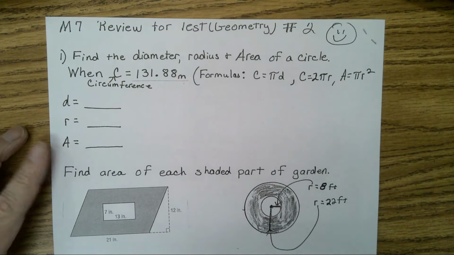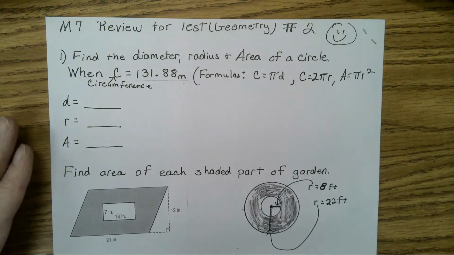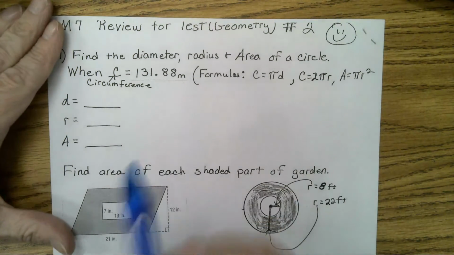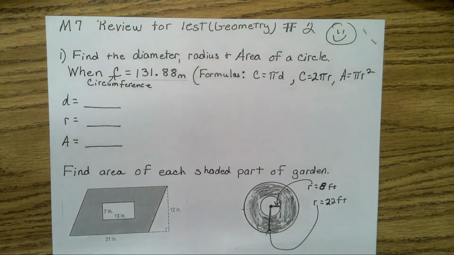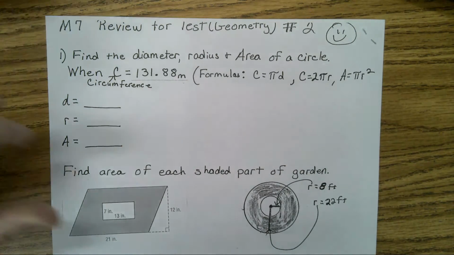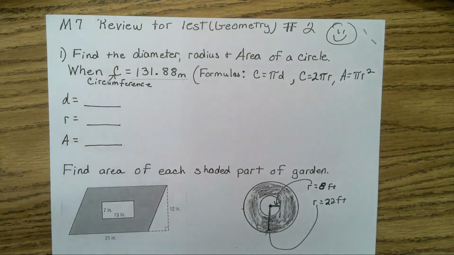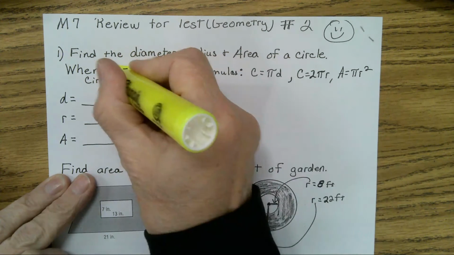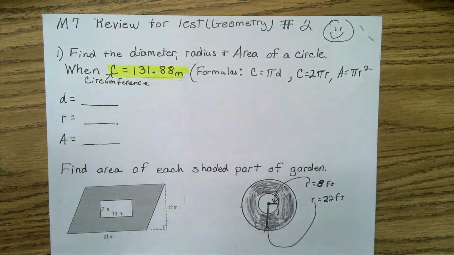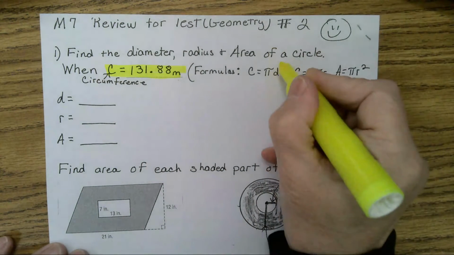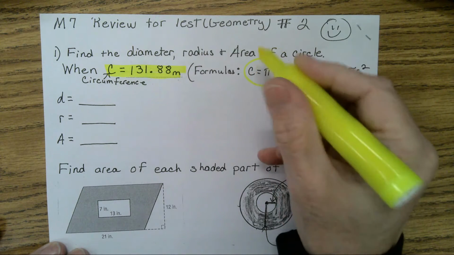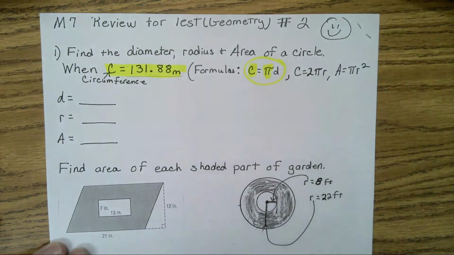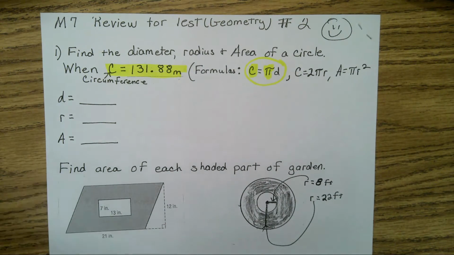Now, we're going to focus and look at what we have to do on this. It's very similar to yesterday's worksheet. I just changed the numbers. So it says find the diameter, radius, and area of a circle, where our circumference is 131.88 millimeters. Well, we have formulas that we could use. This is a friendly formula because I know my circumference and I know what pi is. I just have one unknown, my diameter. So I can do that.